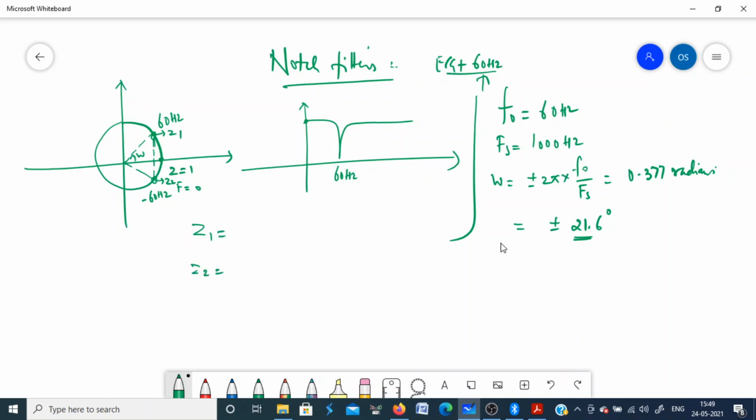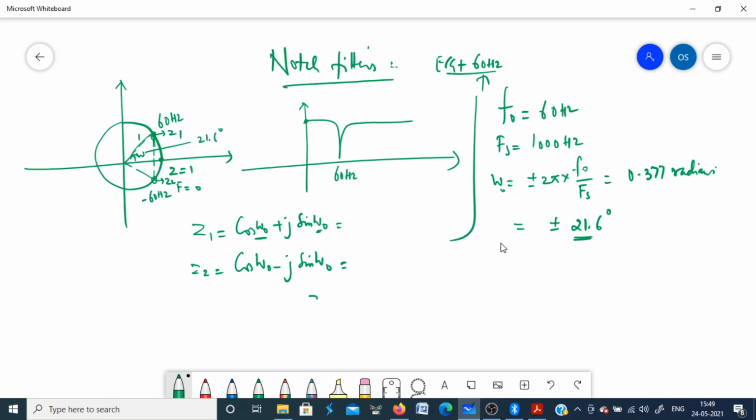If you know this, now this distance is 1, and this angle is 21.6 degrees. So what is this point in the z plane? It is simply cos of omega naught plus j sine of omega naught, and this is cos of omega naught minus j sine of omega naught. Omega naught is now given to you as 0.377. If you put this into this, you will get a point in the z plane.